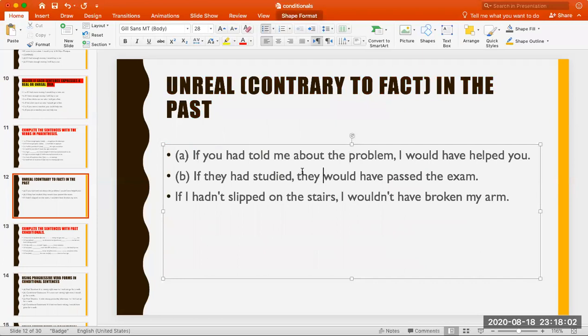Now, the third rule, if conditional rule number 3: unreal, contrary to fact, in the past, when things have already finished or been done in the past or not been done in the past. If you had told me, look at this, we use past perfect in the if clause, and then would or could or might or should plus present perfect: have plus past participle. If you had told me about the problem, I would have helped you. This is usually contrary to past. The sentence means you didn't tell me, so I didn't help you.